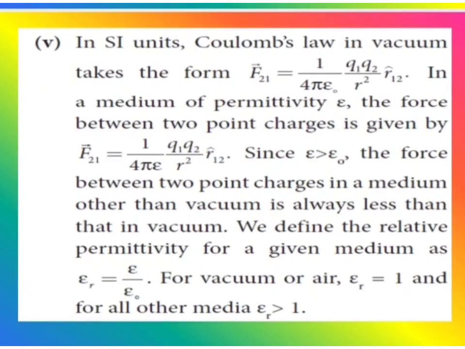In SI units, Coulomb's law in vacuum takes the form F21 vector, which means the force on charge 2 due to the first charge, is equal to 1 divided by 4 pi epsilon naught, Q1 Q2 divided by R squared, into R12 cap. In a medium of permittivity epsilon, the force between the two point charges is given by the F21 vector, which is equal to 1 by 4 pi epsilon, Q1 Q2 divided by R squared, into R12 cap.